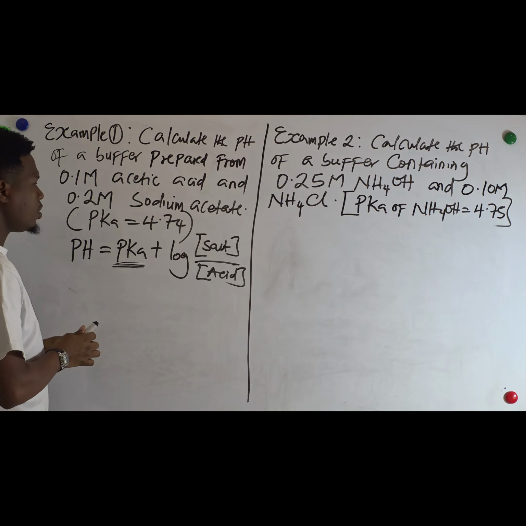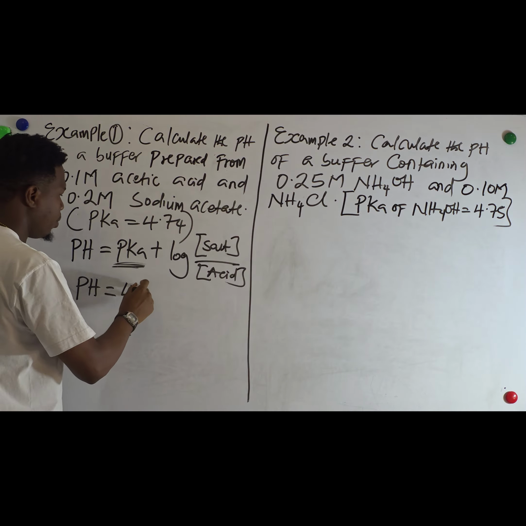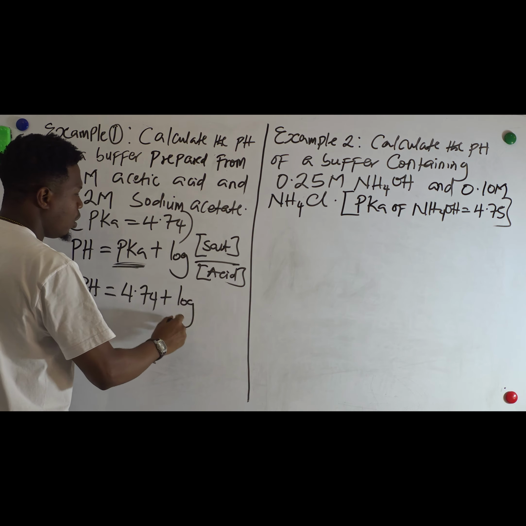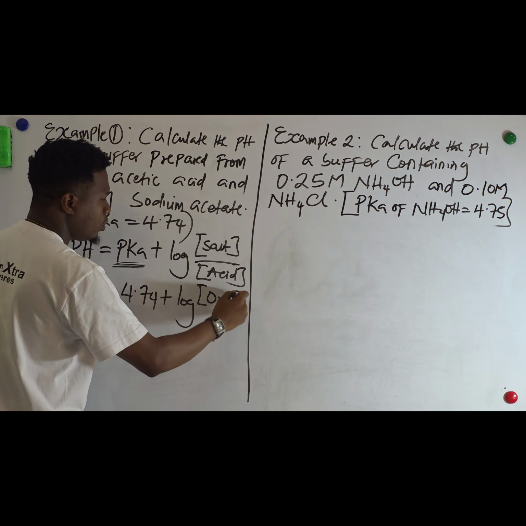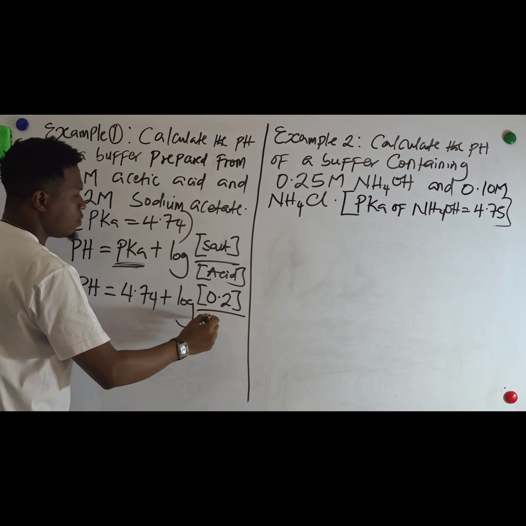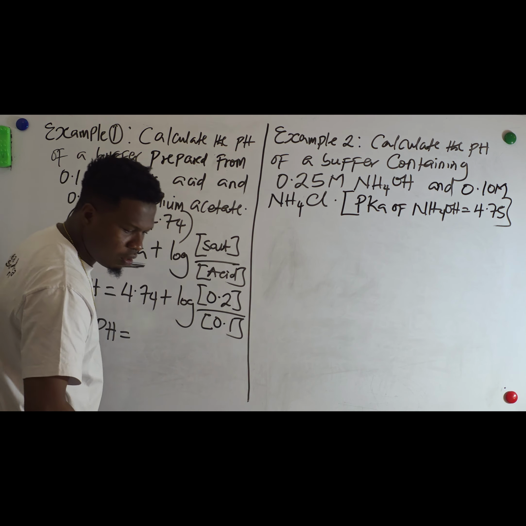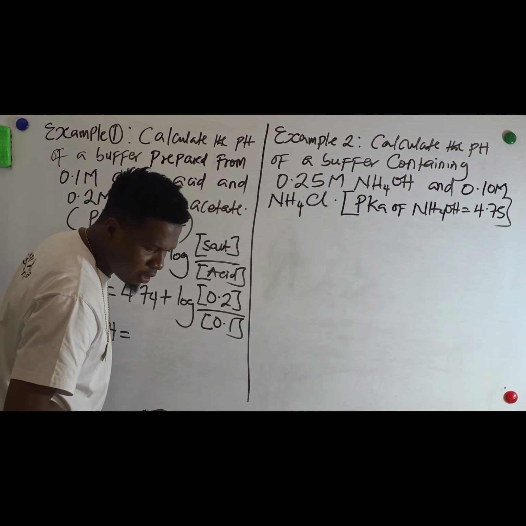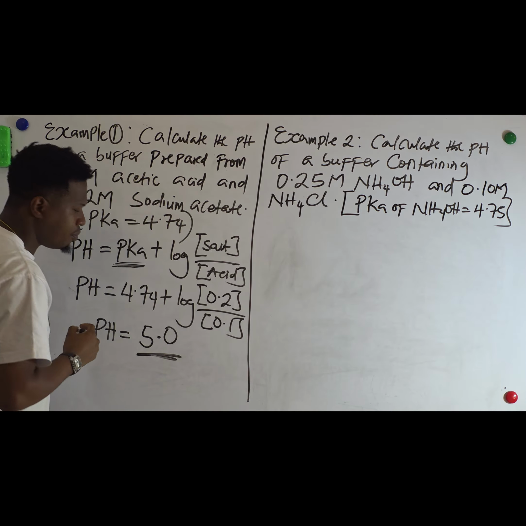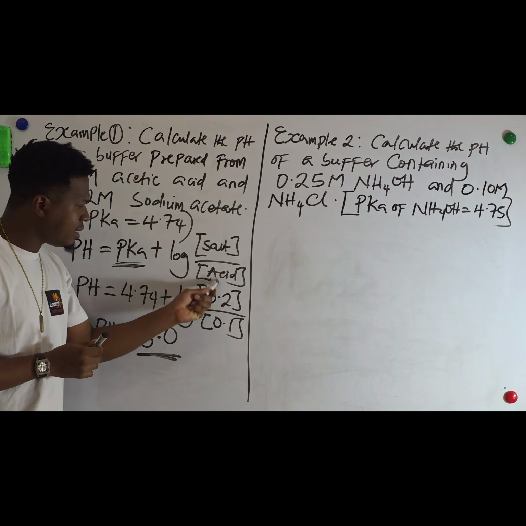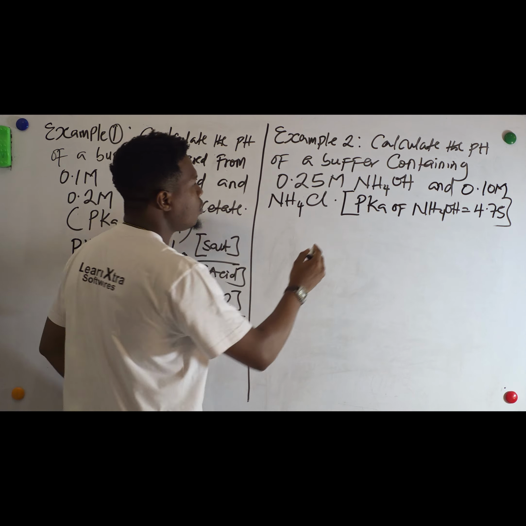Now, just put in the values. pH is equal to pKa, which is 4.74, plus log of the salt. The value for the salt is 0.2, all over that of the acid, 0.1. When you solve this whole thing, you are going to get the answer to this question as 5.0. So that's the pH. We just need to divide this, find the log, then add it to this. That's the answer for this solution.